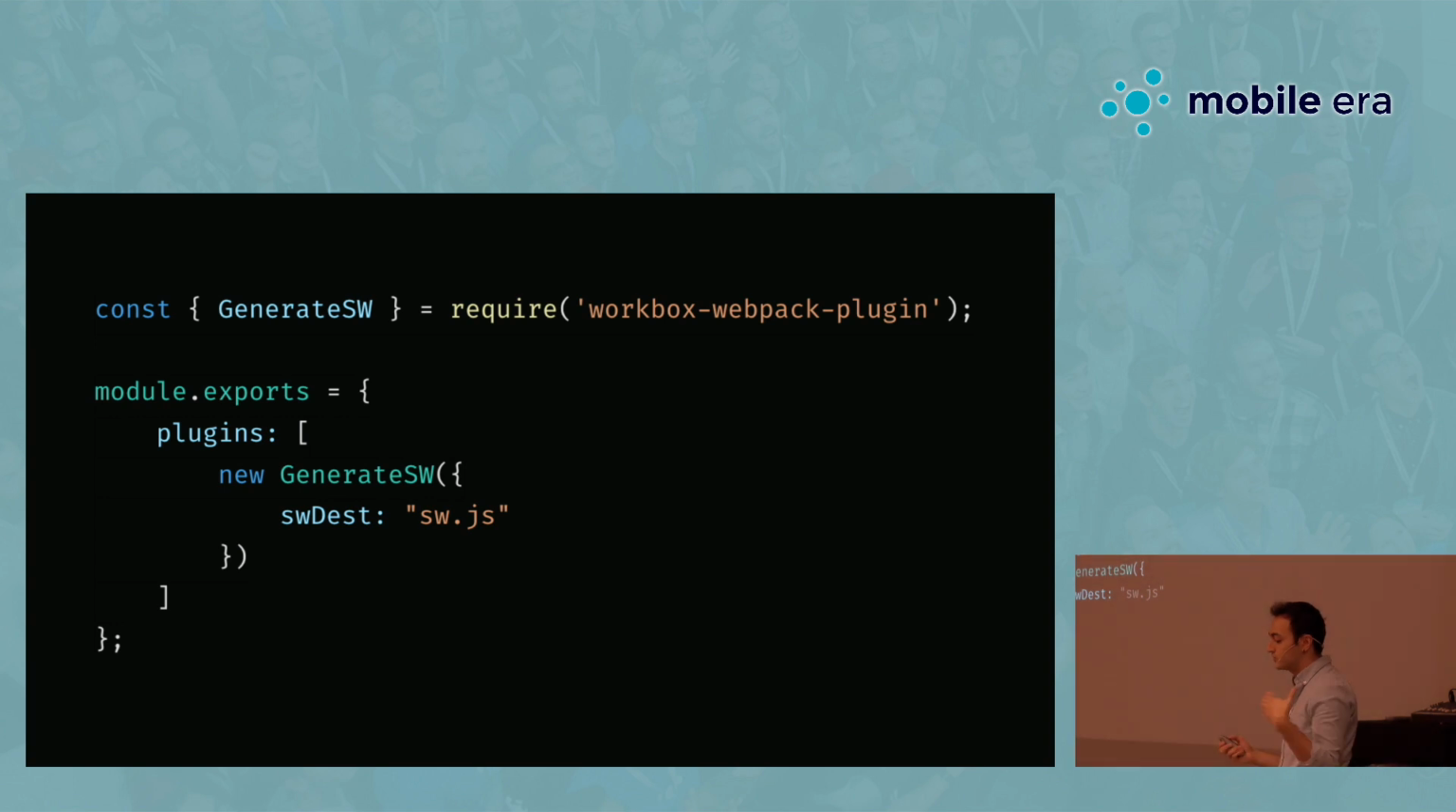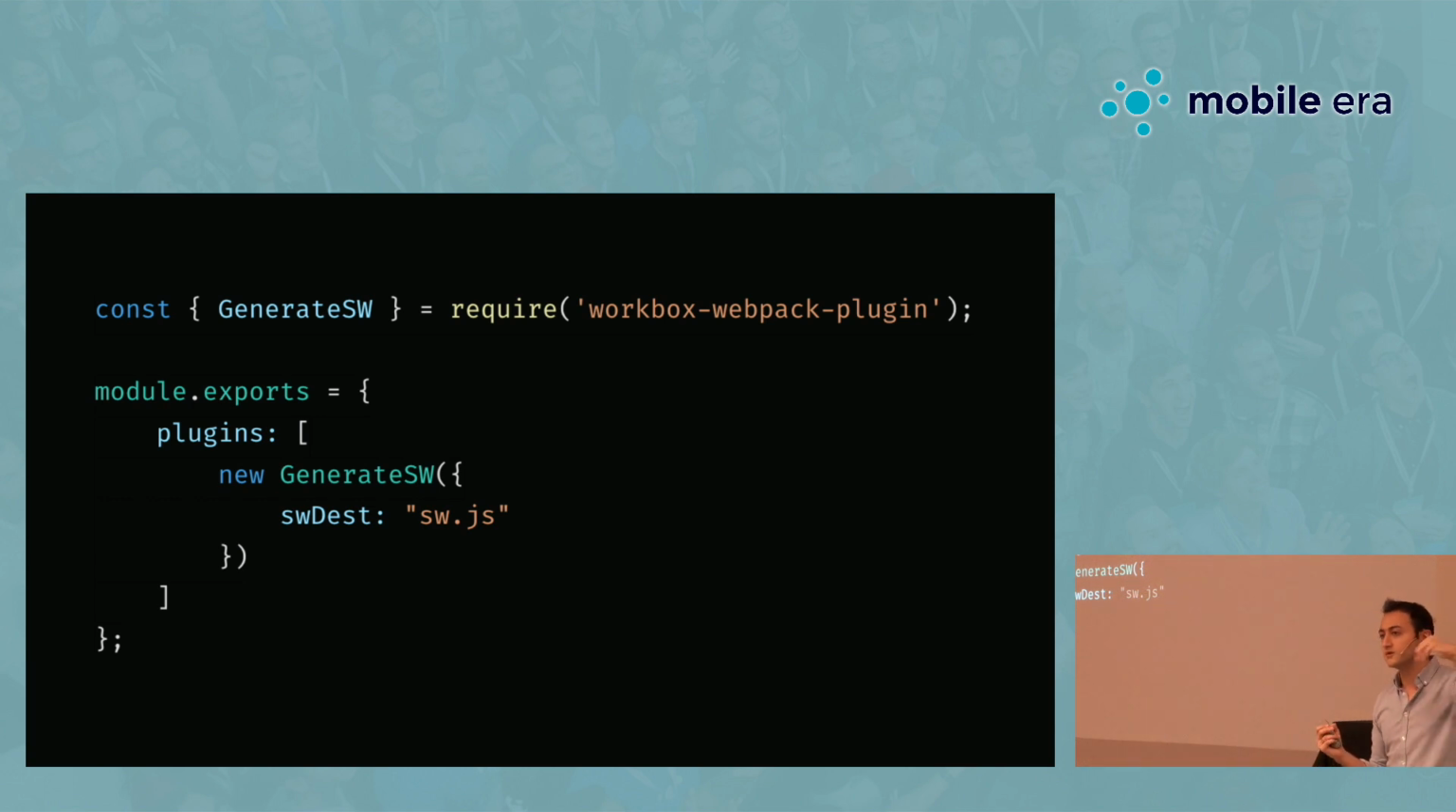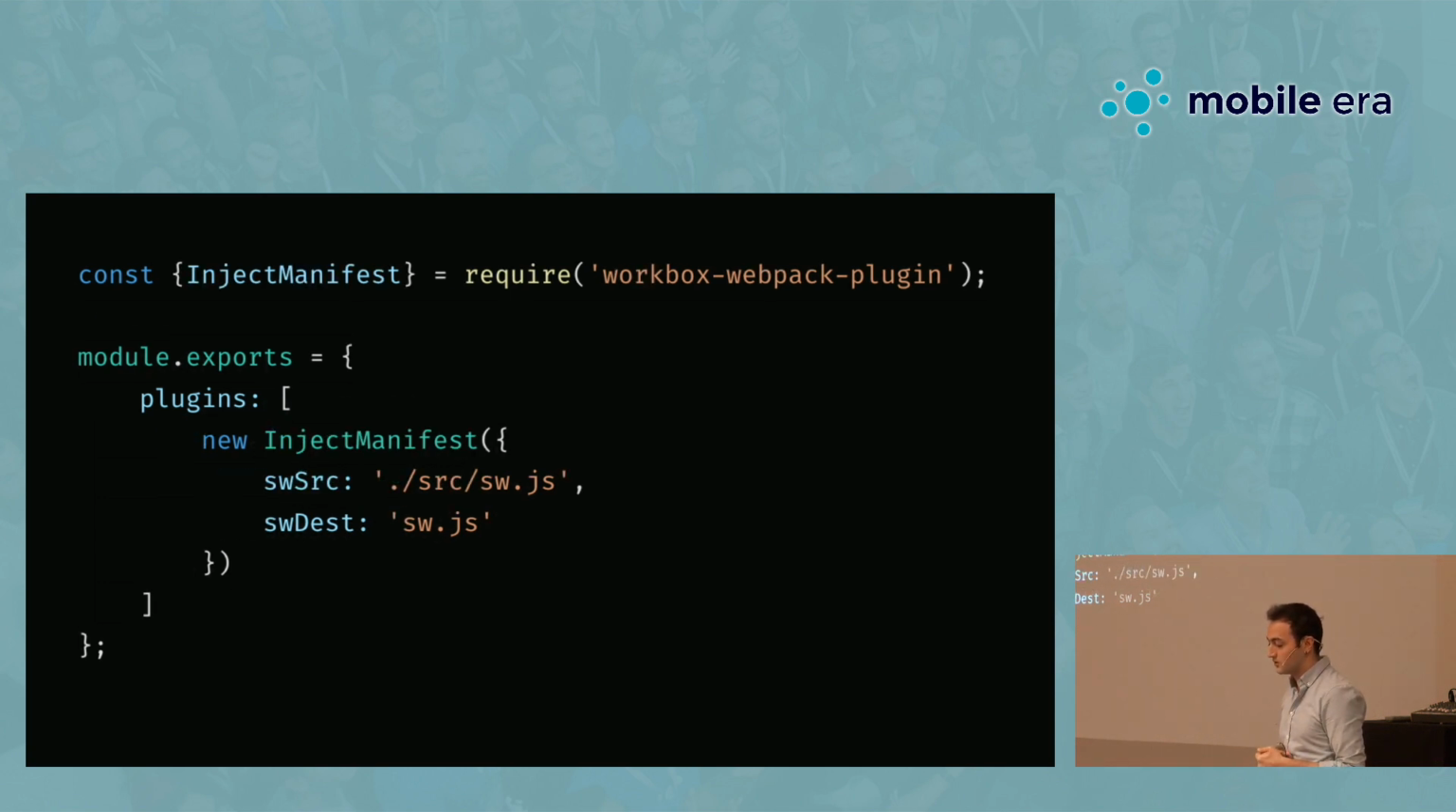But if you're using Webpack, you can use GenerateSW that just generates a service worker based on all the files that get emitted through Webpack. Or you can have more control and use InjectManifest, which will keep you in control of your service worker and also do the pre-caching for you. Now I have, I think, 5 more minutes, and I'm going to end with 2 things.